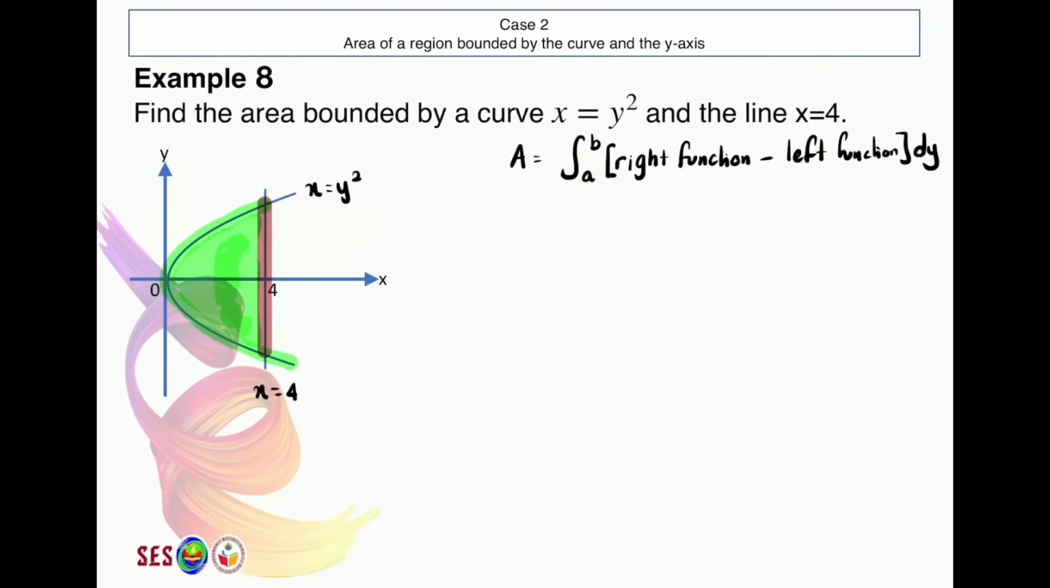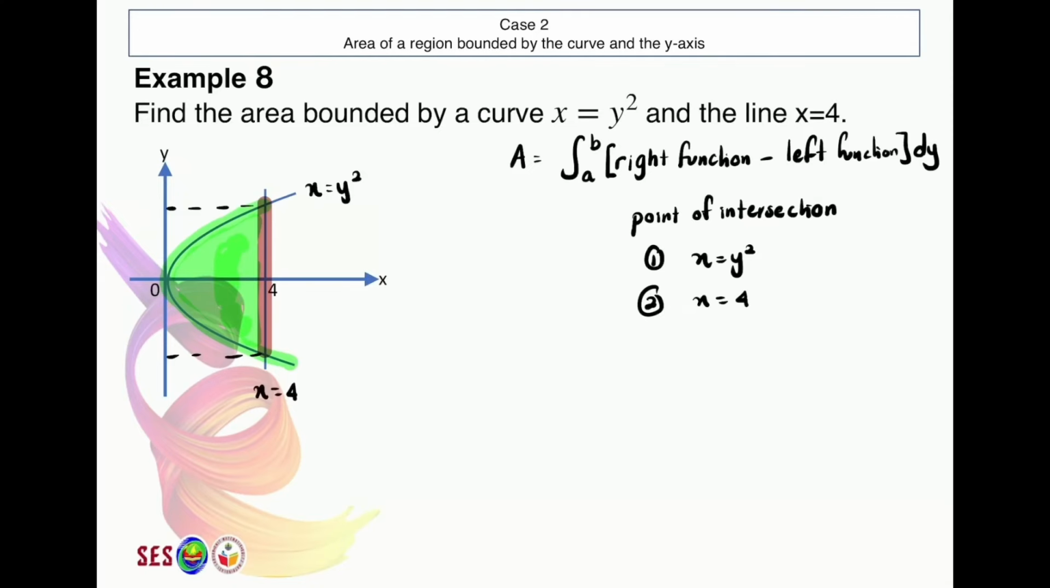We need to know the interval in which we will be integrating. So this is what we don't know now. But as you can see, the interval, or the a and b, is actually the intersection between the curve x equals y squared and also the line x equals 4. Therefore, we need to find the points of intersection first. So the points of intersection of first the curve x equals y squared and the second function x equals 4.